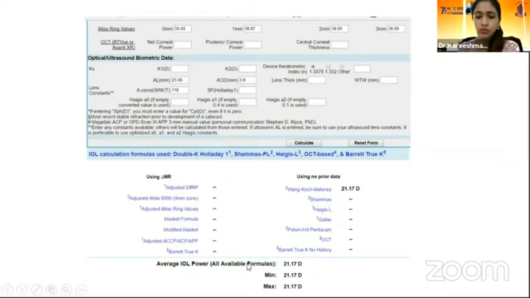At the end, it shows you the IOL power as minimum, maximum, and average. So usually what we do is we always take the average power and round it off. If it's 21.17, you round it off to 21.5, and then you go on to plan whether you are going to target myopia or not.